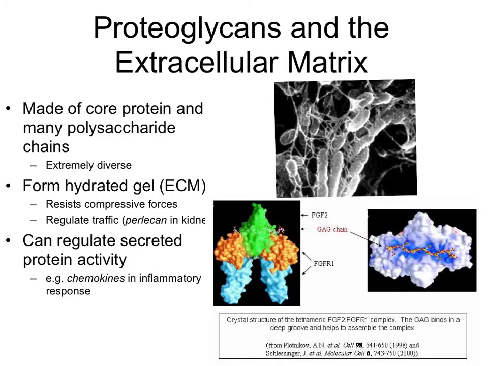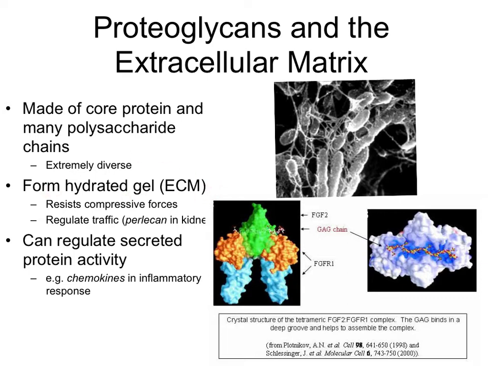Proteoglycans are also important in the extracellular matrix. Proteoglycans are protein backbones to which one or more glycosaminoglycan chains are covalently attached. They're secreted and have N-linked oligosaccharides attached to other side chains. They're made of core proteins and many polysaccharide chains, and the core proteins vary in molecular weight from 11 to 222 kilodaltons. The number of glycosaminoglycan chains goes from 1 to 100.